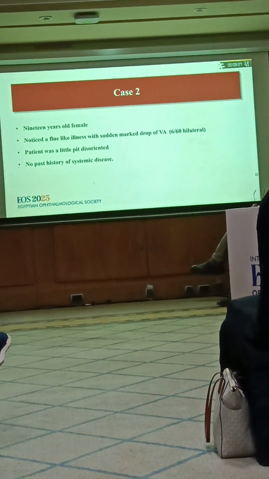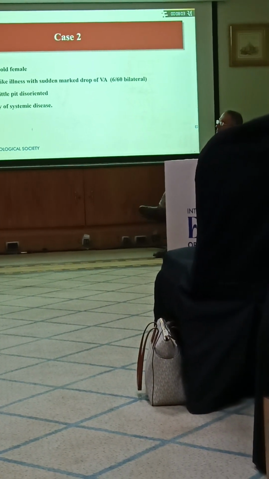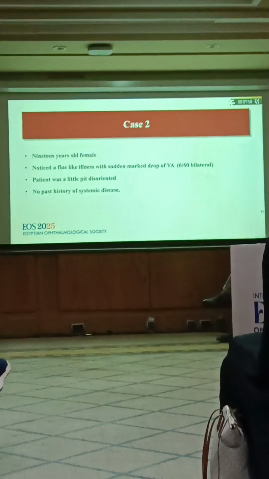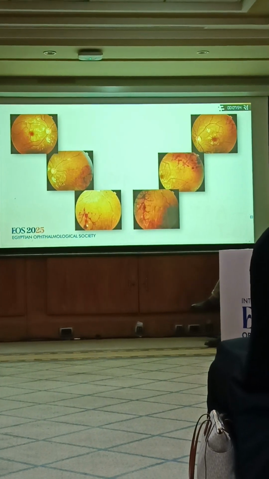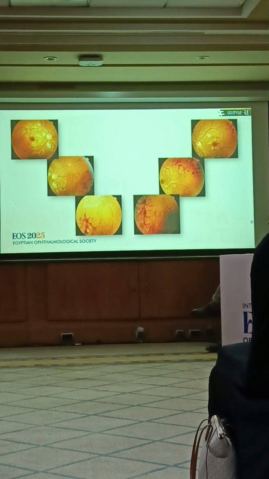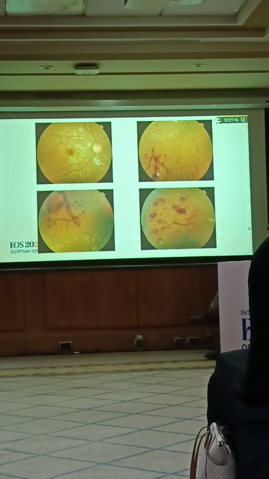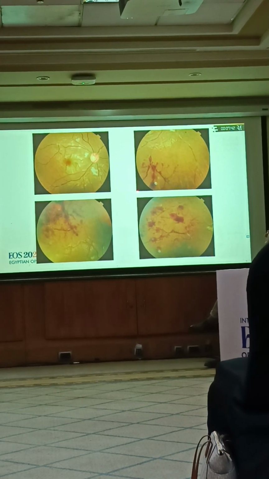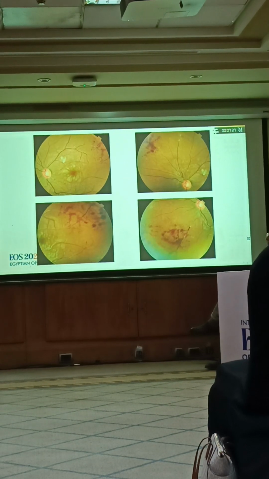In case 2, we find that it is a 19-year-old female who noticed a flu-like illness with sudden marked drop of visual acuity following it. The patient was a little bit disoriented. There was no past history of systemic disease. This was the picture. If we look closer, we will find that we have a small arteriolar occlusion and cotton wool spots. If we look toward the periphery, we have also occluded veins with hemorrhages. This was noticed in both eyes.